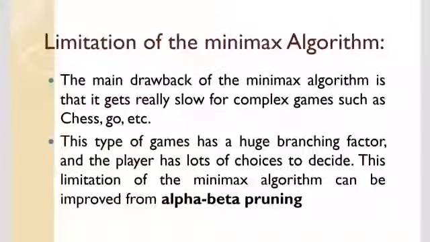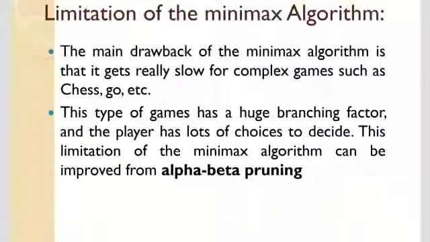The limitations of the min-max algorithm are that the main drawback is that it gets really slow for complex games such as chess, go, etc. These types of games have a huge branching factor and the player has lots of choices to decide. So these are a few drawbacks of the min-max algorithm, and it can be improved by alpha beta pruning. We will discuss these things in the next lecture.